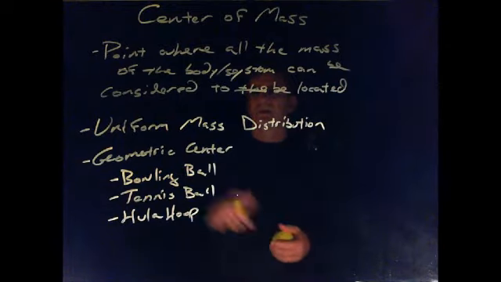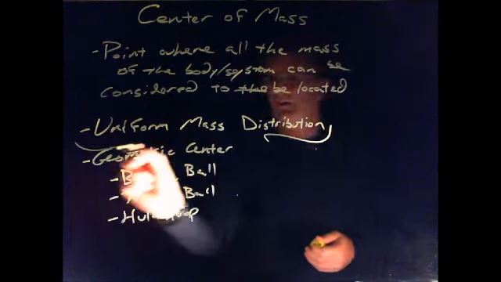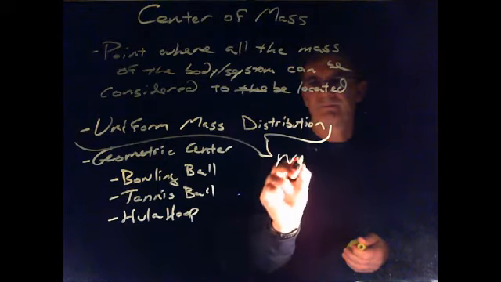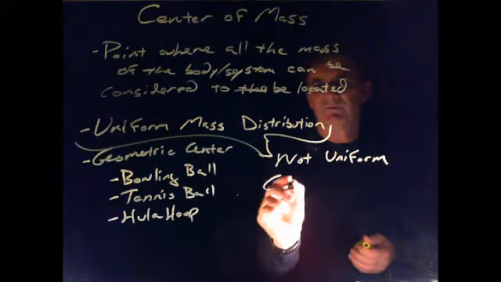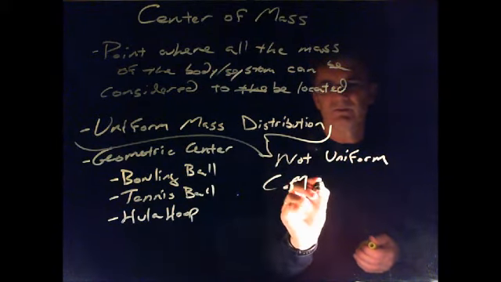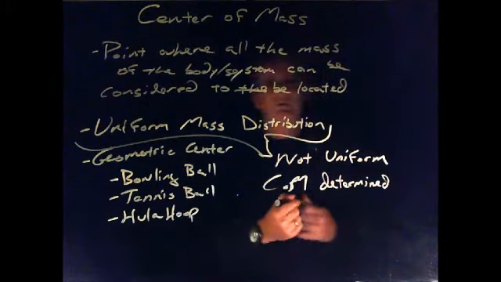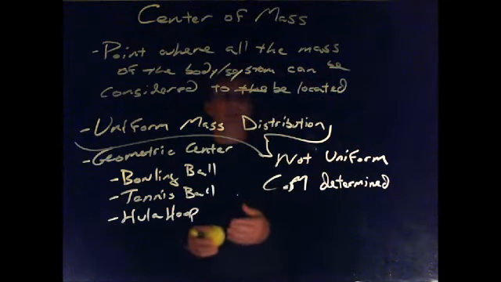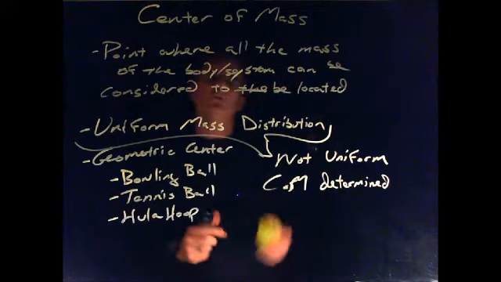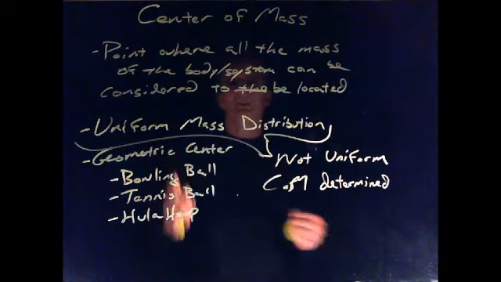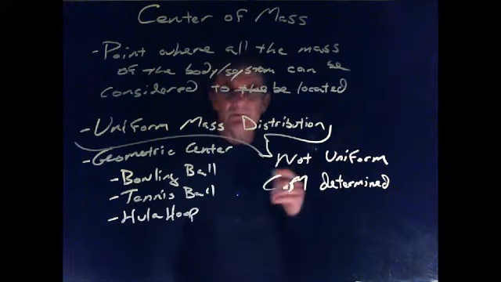Now, if it's not uniform, we have to figure it out. Center of mass needs to be determined. And here's the thing. The calculation can be really quite complex. We're not going to actually get into that calculation a whole lot, but you do need to be able to look at a situation and qualitatively say the center of mass is located right about here, and that'll work pretty well. Let me give you an example of that.